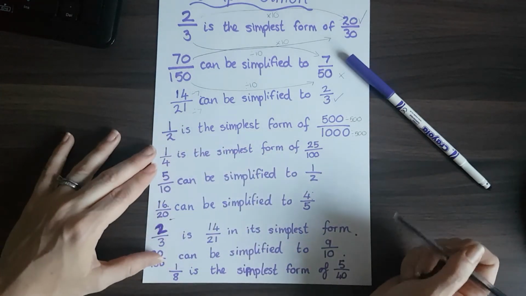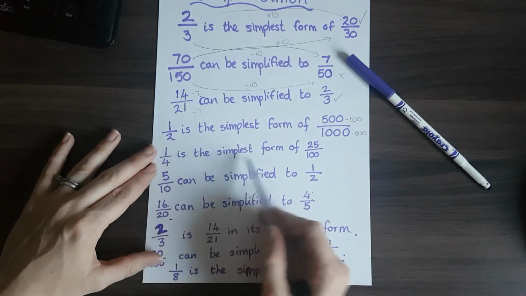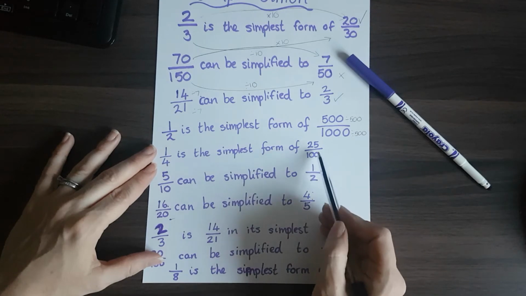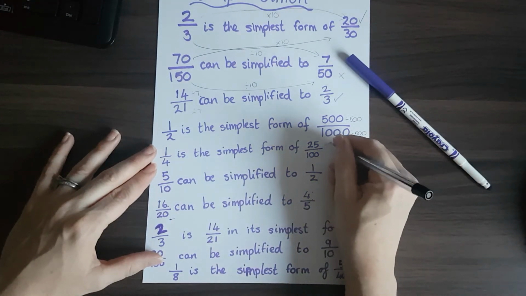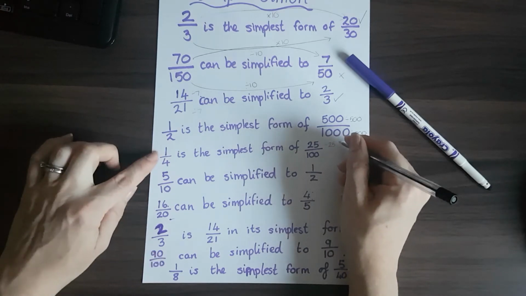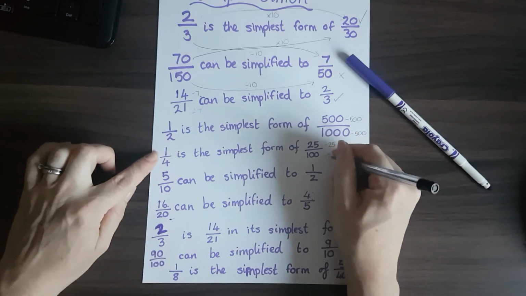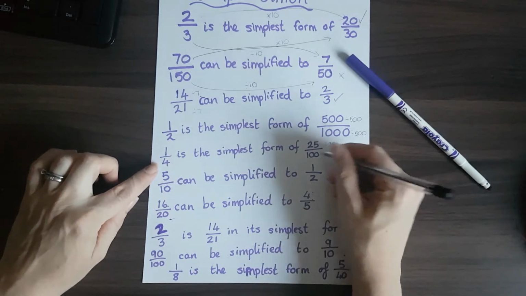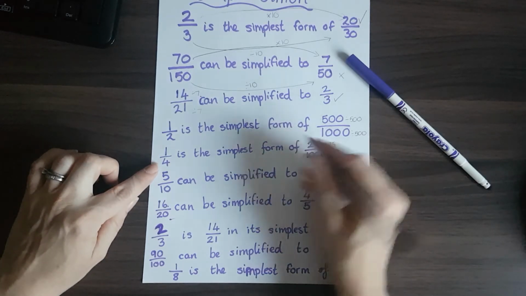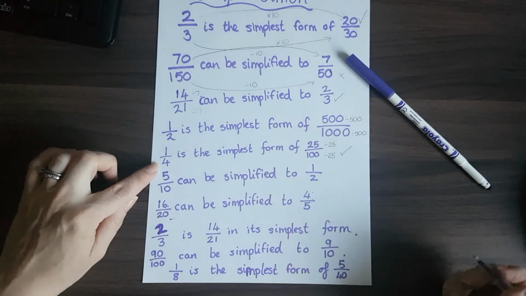So that's correct. 1/4 is the simplest form of 25 over 100. You would divide this by 25 for 1. So if you do that to the top, you need to do that to the bottom. 25, 50, 75, 100. So there are 4 25s in 100, so that one is also correct.